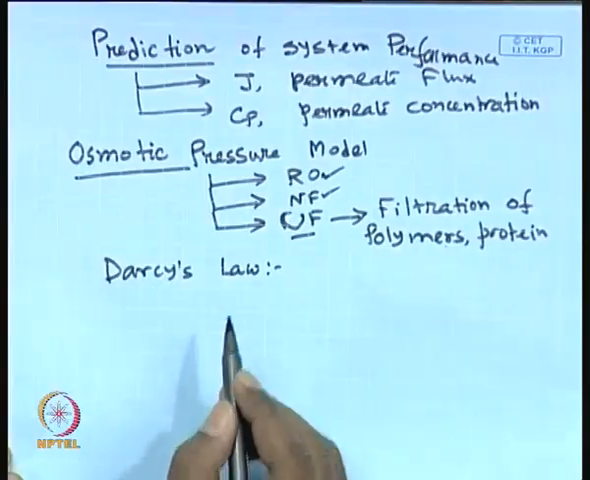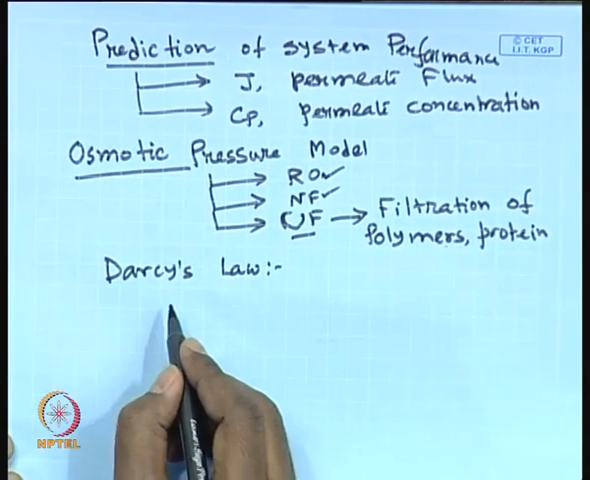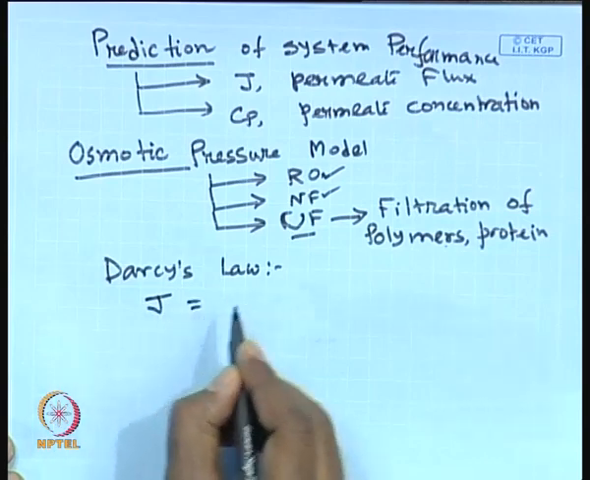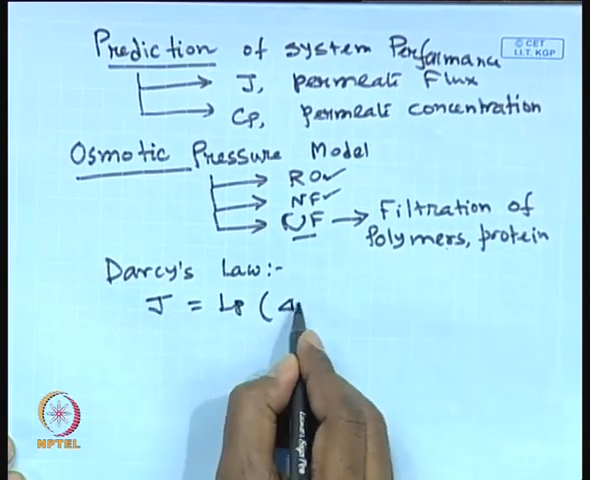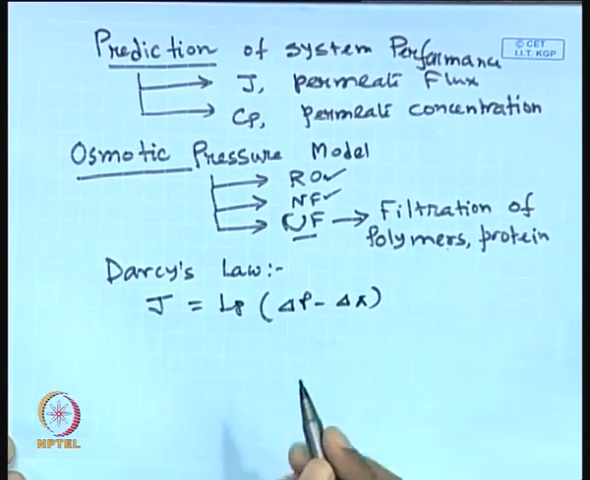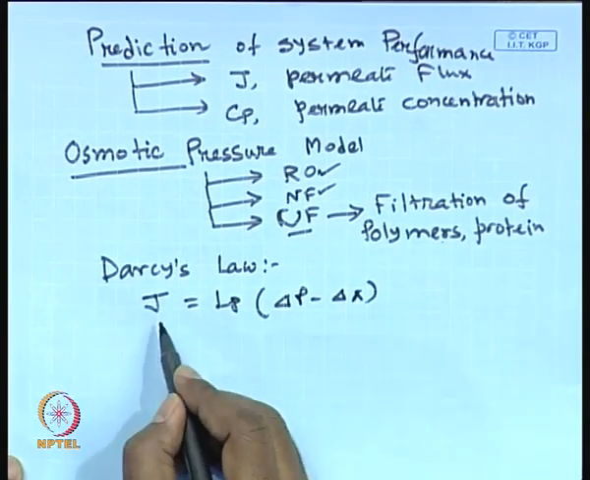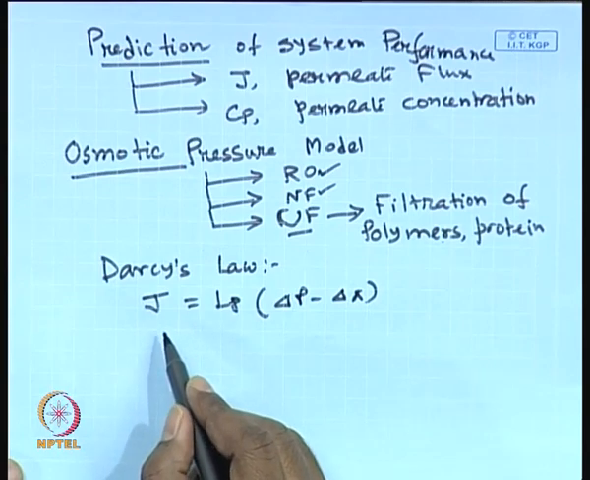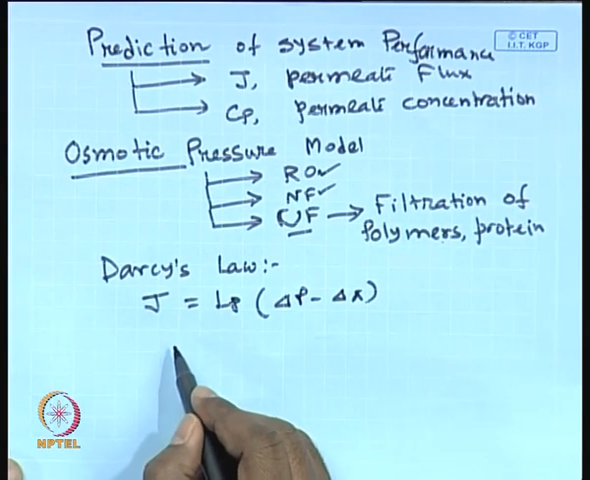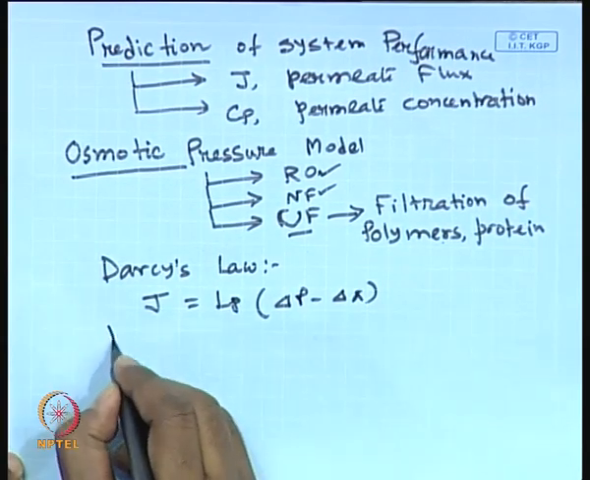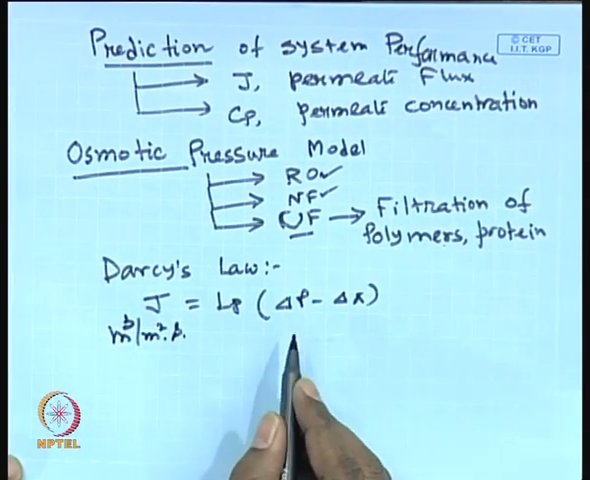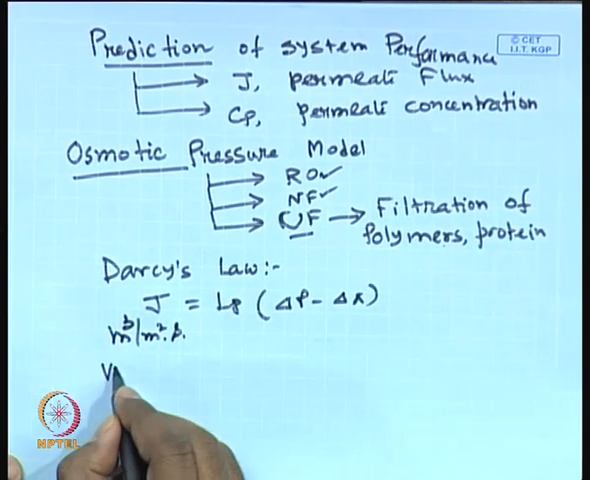So, Darcy's law will give you the equation for the solvent flux through the porous membrane, and if you remember, J is equal to Lp into delta p minus delta pi. What is J? J is the solvent flux or the permeate flux. It is a volumetric permeate flux, and it will have a unit of meter cube per meter square second. Okay. So, let us make this very clear. Meter cube per meter square second is known as the volumetric flux.